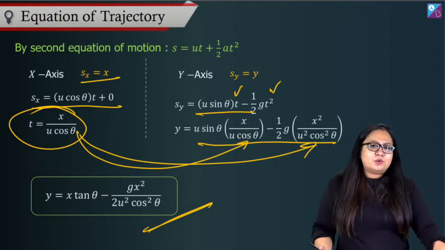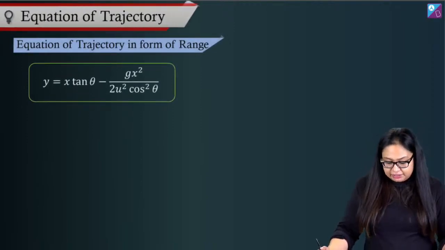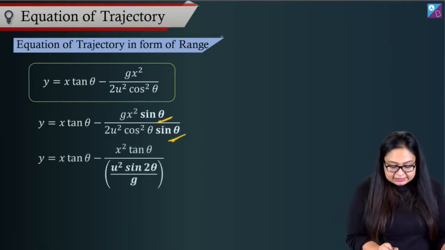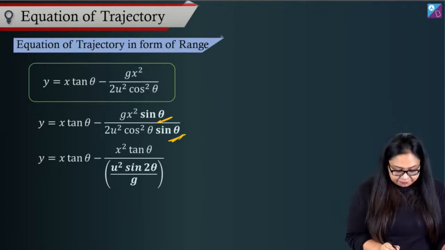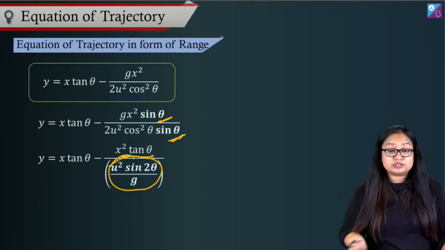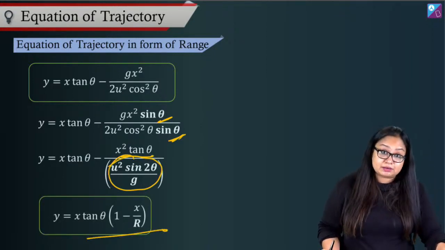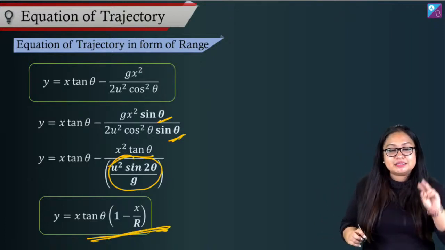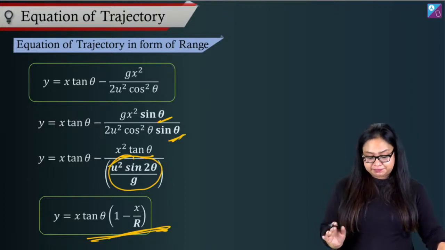Now, we can write the equation of trajectory in terms of range also. That is very, very easy to remember. What we do is manipulate it very quickly. If I multiply sin theta in numerator and denominator, I can actually take out range from here. So this is equal to x tan theta minus x square tan theta divided by this, which is range. Here we go. Y is equal to x tan theta times 1 minus x by R. So it's good to remember these two forms of the equation of trajectory.